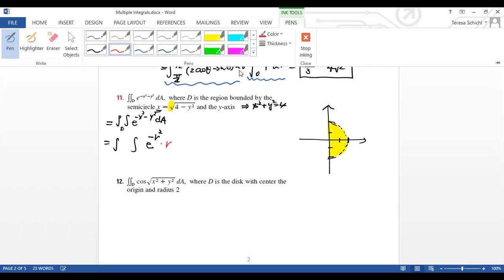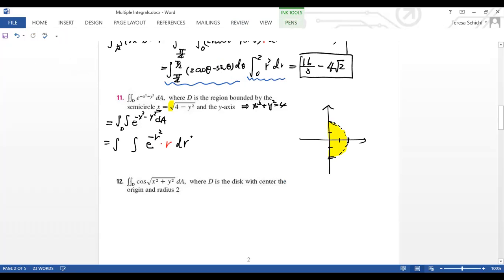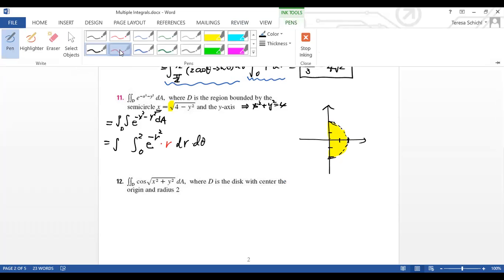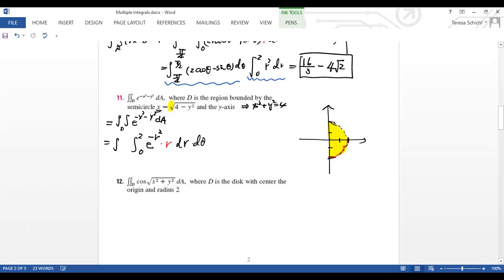Okay, so now let's take a look at dr d theta. The dr is pretty easy. The radius is 2, so it's from 0 to 2. Now let's take a look at the theta. You can treat it as from here, you can go up, right? So what are the angles here? You can say this is negative pi over 2 to pi over 2, right? So you kind of swing this way, so it's from negative pi over 2 to pi over 2, see here.